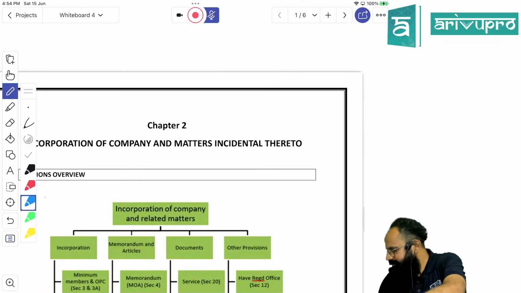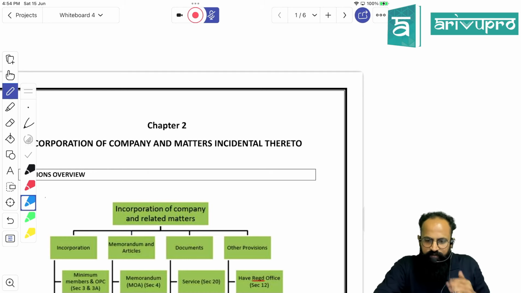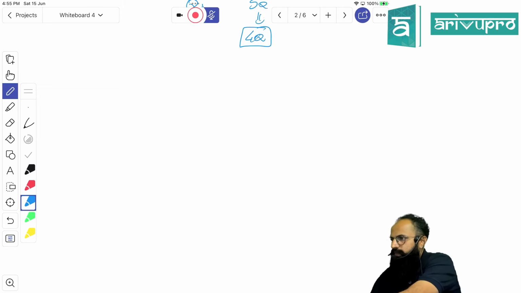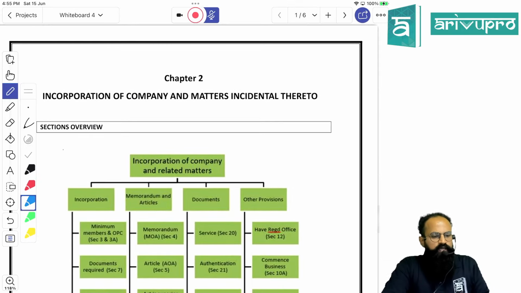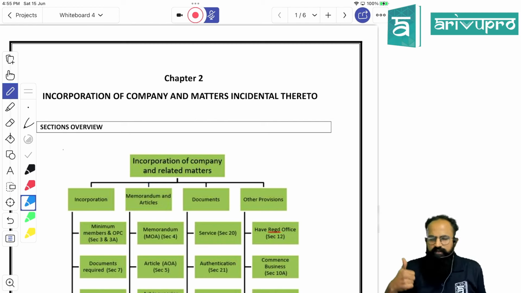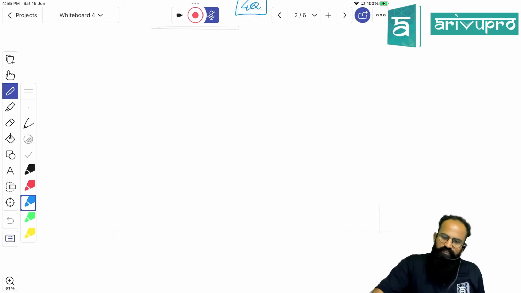Let's start with part A. Yes, people? Okay, done. So the first chapter will be starting with chapter 2. Chapter 1 will be the last part of company law. Once we are done with all the chapters, we'll be covering the company law first chapter. I'll tell you the reason also why. Yes, Sagar, it is. Okay, now people, we'll start now.